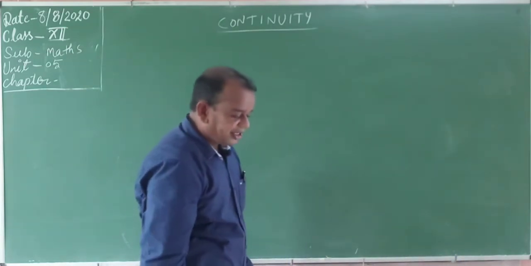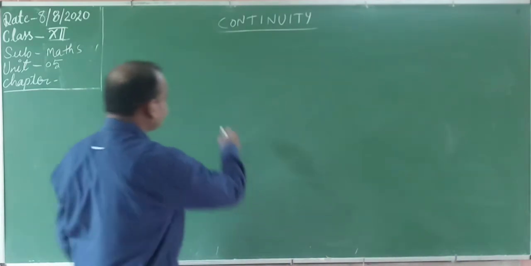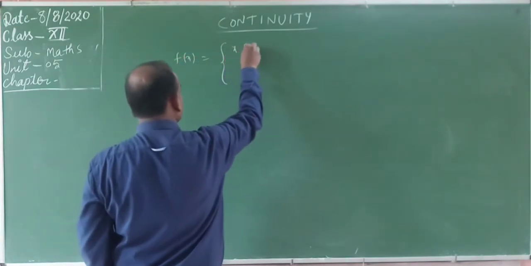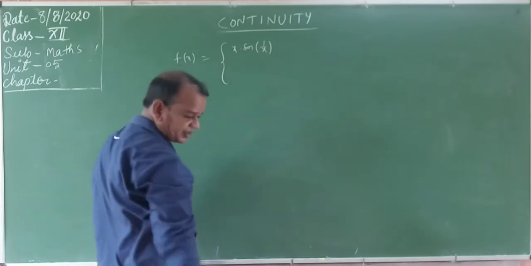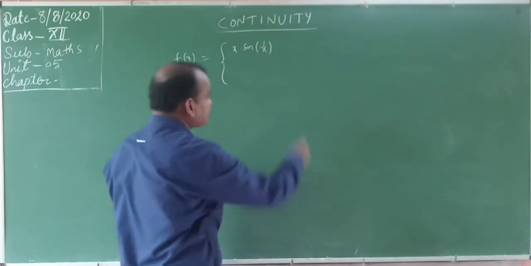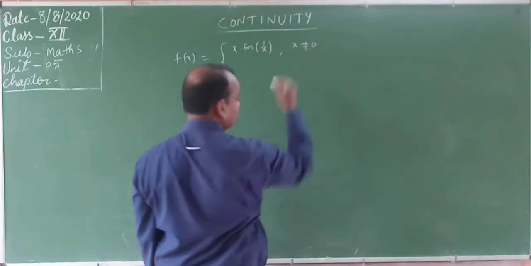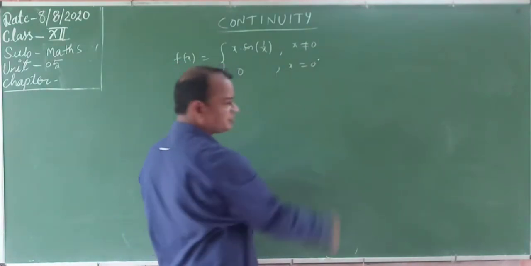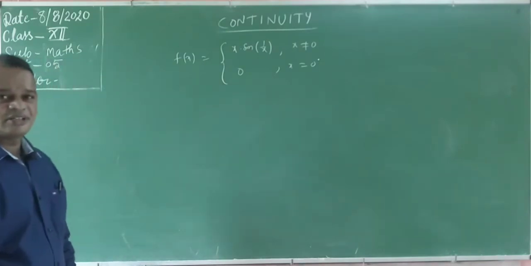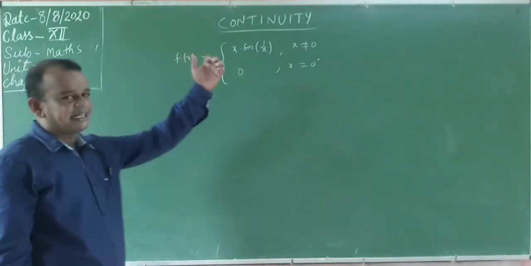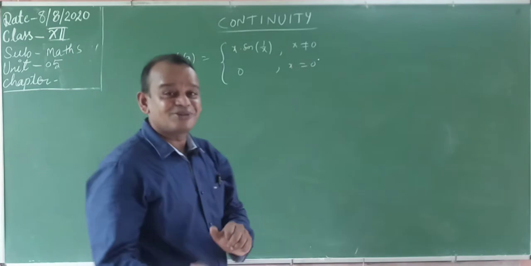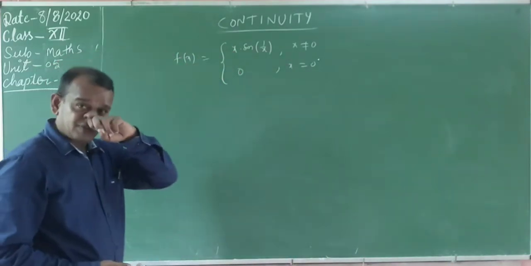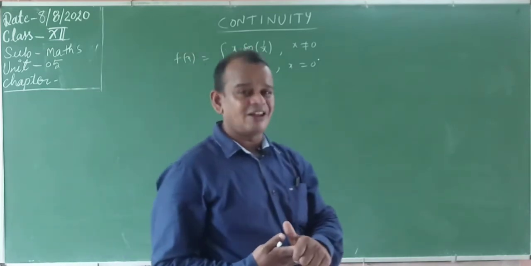Show that the function is continuous, given by f of x is equal to x into sine of 1 by x if x is not equal to 0, and exactly 0 if x is equal to 0. Okay, my dear students, show that it is continuous at x is equal to 0. How many functions are there? Only one function is there, not 2 functions. That's why you can take the limit value.